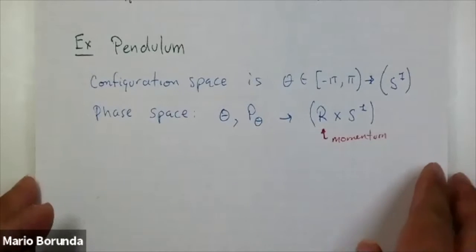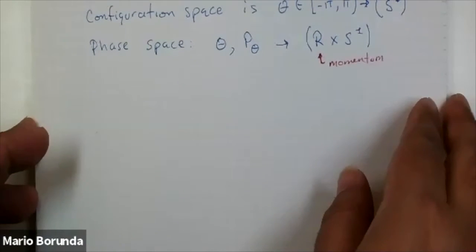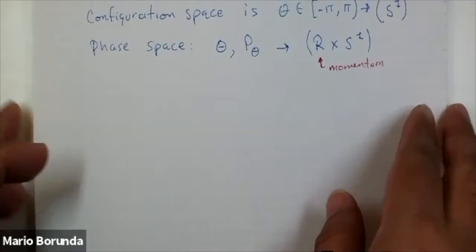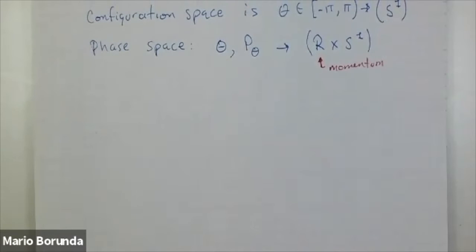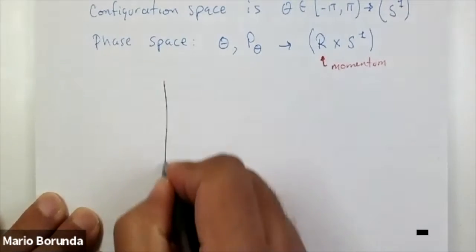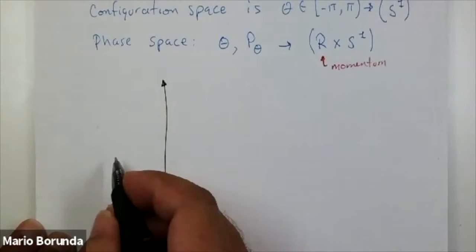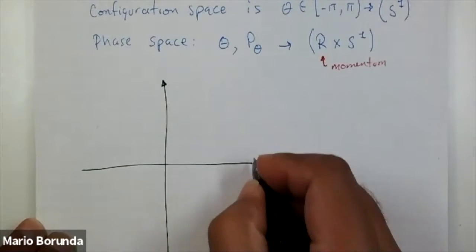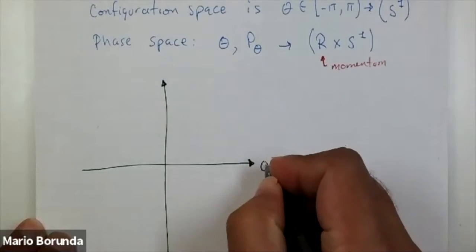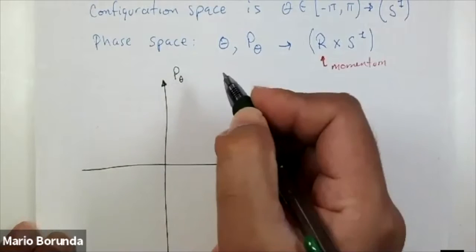So how can we picture this in our heads, right? Let me draw this two-dimensional system. This is one of the axes. This is the other axis. So this is my theta axis. This is my p theta axis.